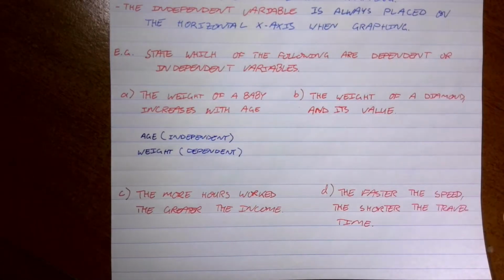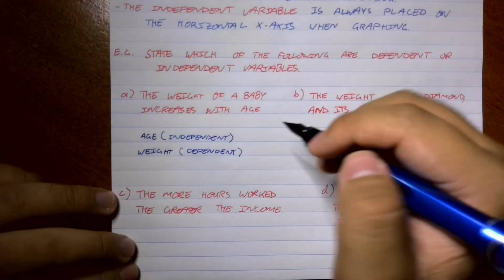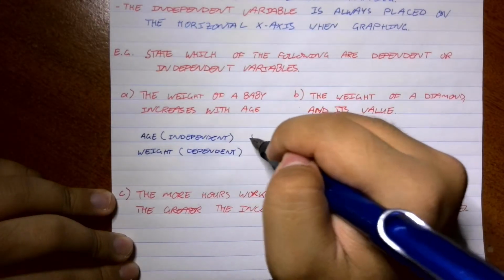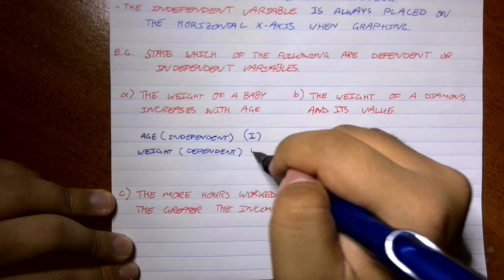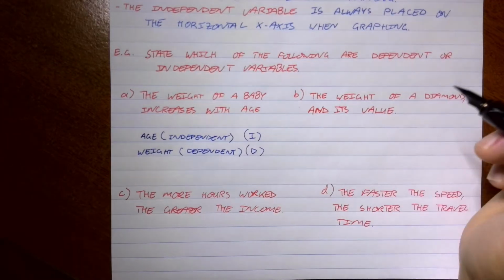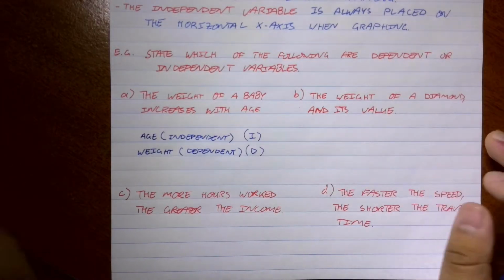For this example, I'm going to make it a little bit easier for myself. I'm going to make independent variable as I and dependent variable as D. Now let's get to it.